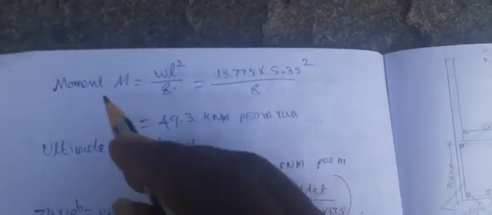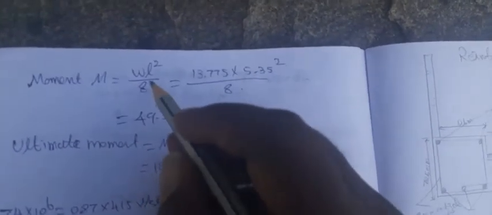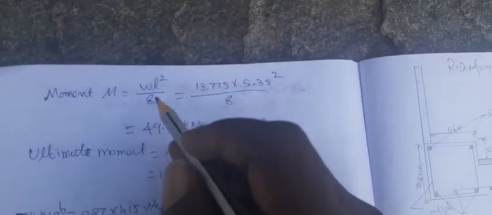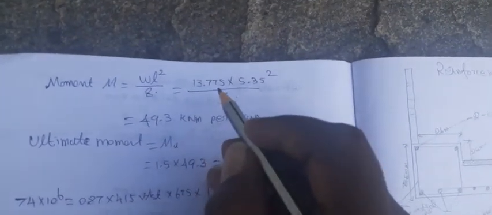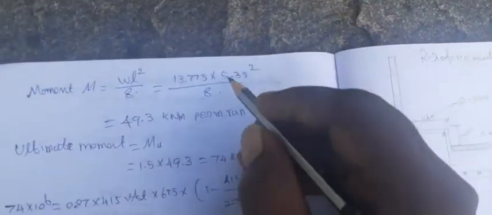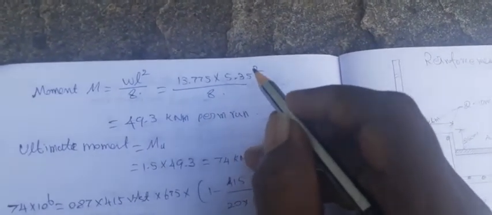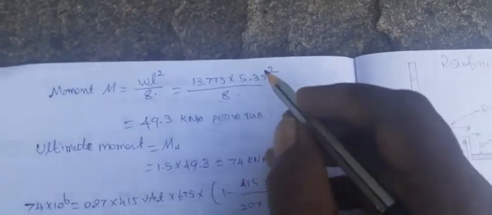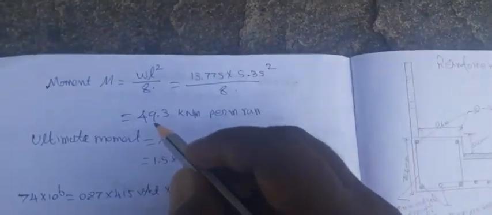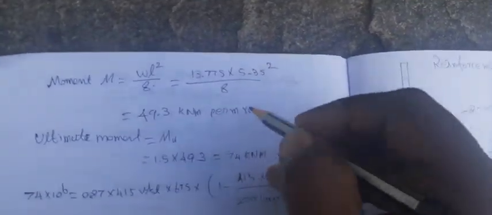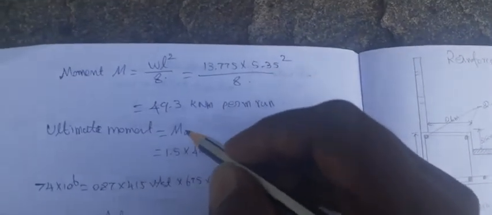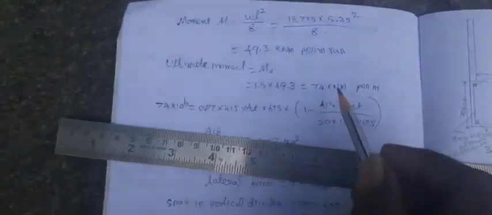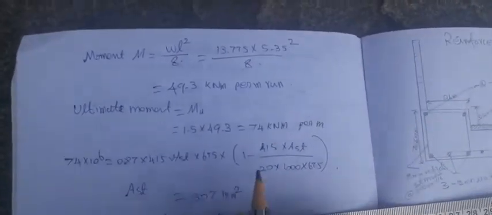For the curb portion, the moment will be considered as for a simply supported beam with a uniformly distributed load. So the moment value is WL square by 8. W is 13.77, the overall load on the curb section, into 5.35 whole square divided by 8. 5.35 is the effective length for this slab culvert. Its value comes to 49.3 kilonewton meter per meter run. The ultimate moment is the factor 1.5 into this value 49.3, so its value is 74 kilonewton meter per meter.